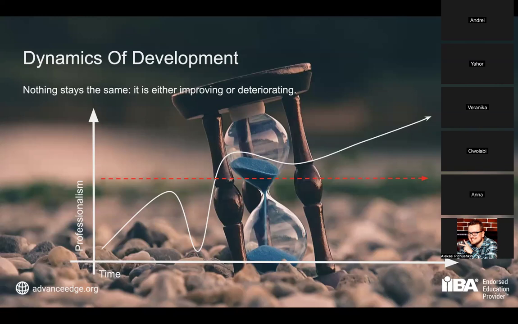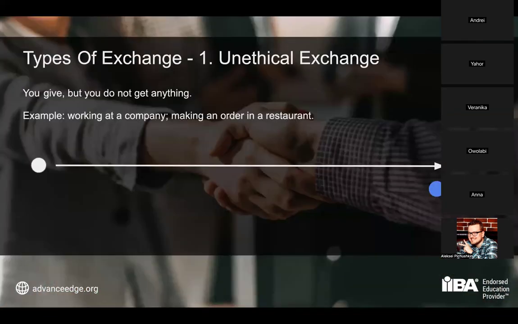And one more thing that I would like to share before we proceed to the exact examples of soft skills is this idea that nothing stays the same, right? It is either improving or deteriorating. If nothing is being done, if no effort is being put into development, it is an illusion that we are staying the same. Everything is improving or deteriorating. So if a professional doesn't invest in self-development, some skills may become less perfect than they used to be before, right? So this is just the dynamics of development.